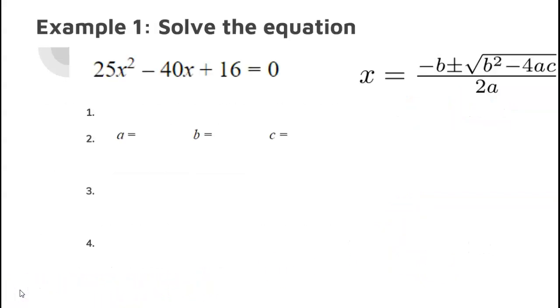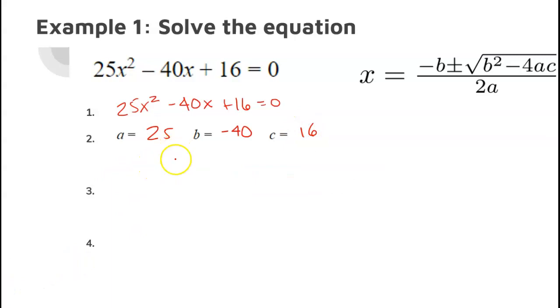Alright, so let's try an example. Here we have 25x squared minus 40x plus 16 is equal to 0. And the first thing we need to do is make sure that our quadratic equation is in standard form. It looks like it is because one side is equal to 0, so we can rewrite that right here. 25x squared minus 40x plus 16 equals 0. Now we're going to label our a, b, and c. My a is 25, my b is negative 40, and my c is 16.